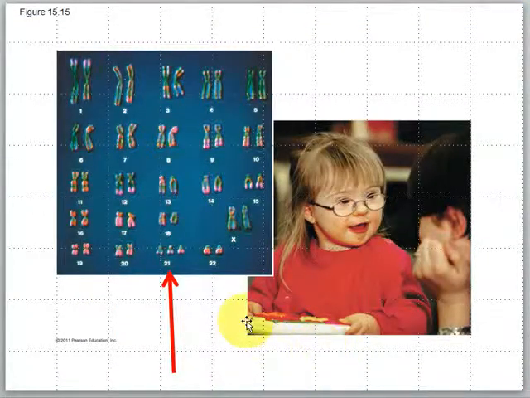So here's a karyotype of someone who would have Down syndrome, and you can see right here, chromosome set 21, there are 3 chromosomes instead of the normal pair. Here's a cute little young girl who has Down syndrome. And again, luckily this particular syndrome is not usually lethal, and these children can grow into healthy and happy people.